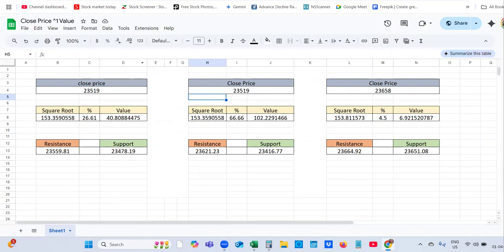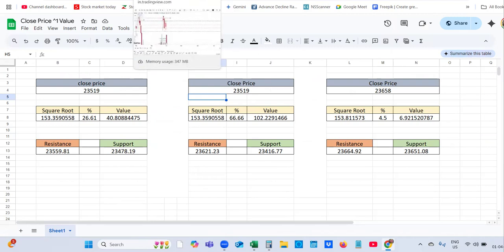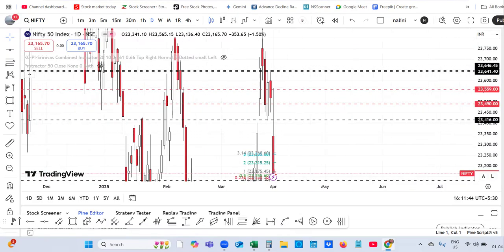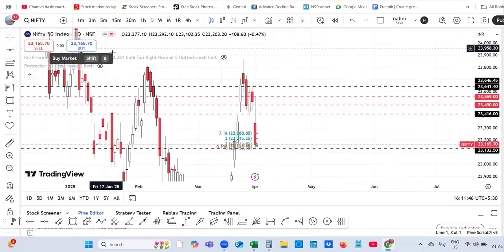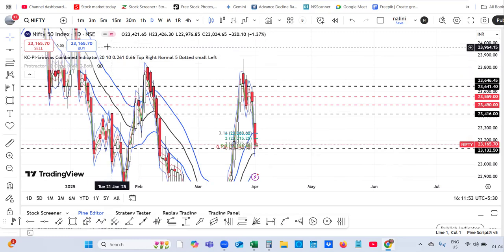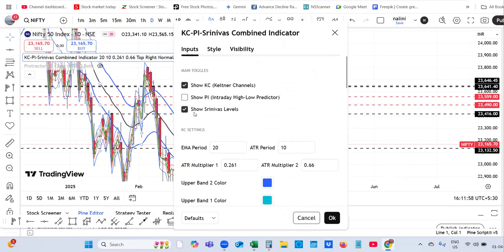You can make your own calculator like that. For time being, you do that. There is some disparity in the indicator. Indicator is showing some wrong things. Anyway, otherwise it will be a guideline for you. So I'm not enabling the Srinivas indicator. He has made some mistake in the calculations. I need to check with them. I'm unchecking this and I'm only allowing Keltner channel and Pi.